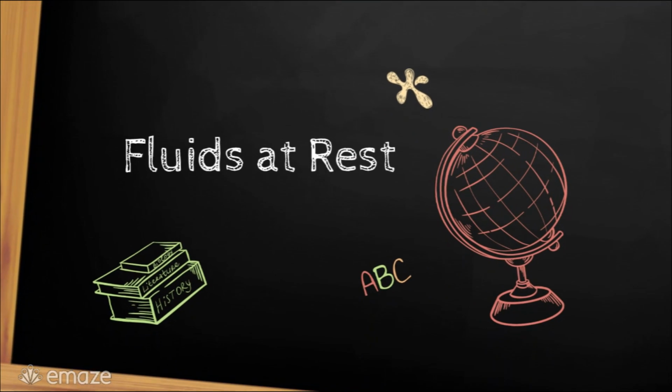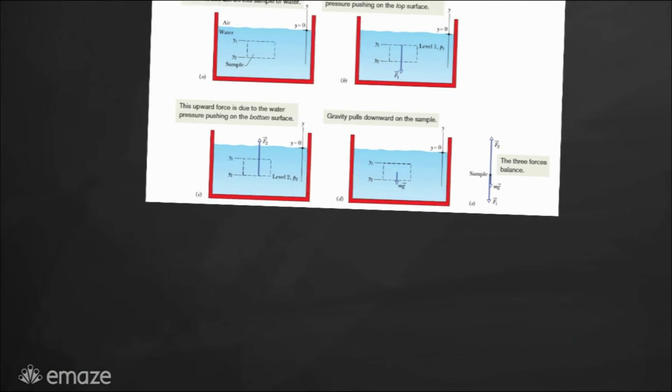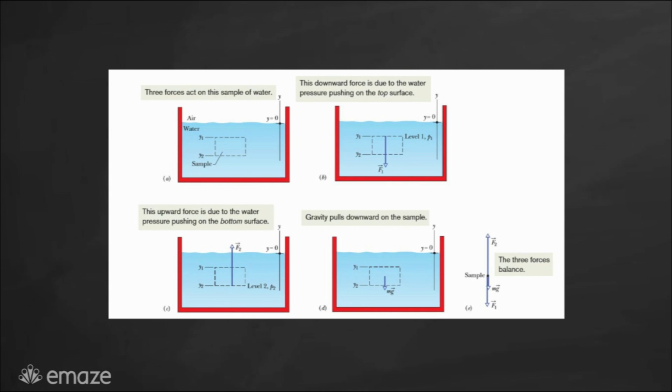Now, let's move on to fluids at rest. Let's do a force analysis on fluids at rest. Imagine A shows a water tank that is open to the atmosphere. We know that the deeper an object is within the water, the bigger the pressure will be. Said pressure is caused by F1, the downward force due to the water pressure pushing on the top surface, F2, the upward force due to the water pressure pushing on the bottom surface, and gravity pulling downward on the sample. According to Newton's first law of motion, where sigma F equals 0, the force F2 equals F1 plus M multiplied by G.